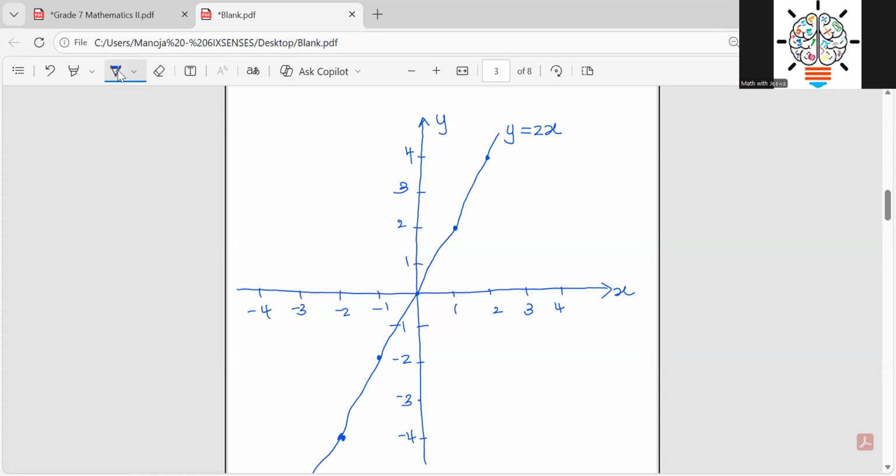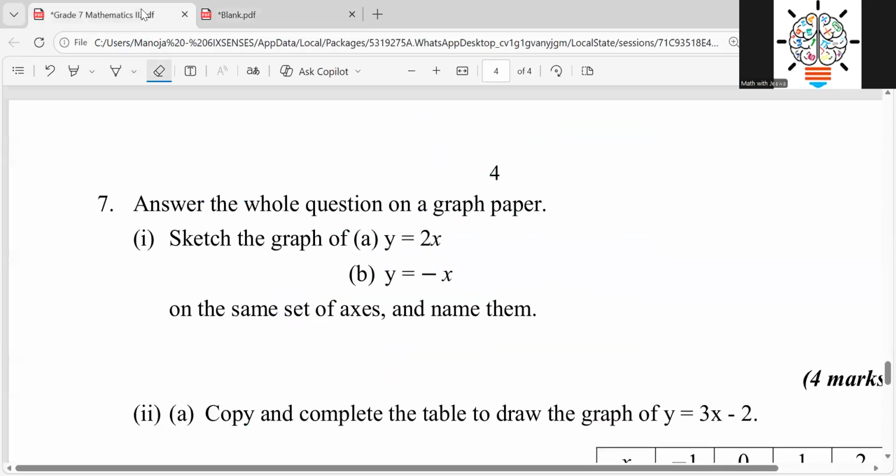And then the -1, -2, comma, positive, -1, comma, positive 1, 0, 1, comma, -2, like this. And you join it like this here. And then you write y equal to -x. This is what you want to do. Y equal to 2x.